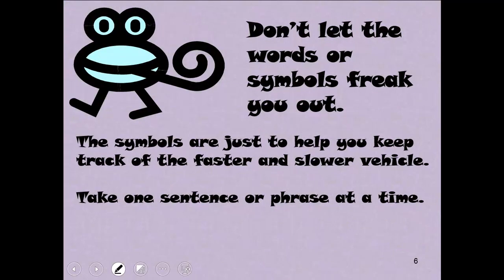Just don't let the words or symbols freak you out. Look back to those slides as we go through this, the slide that tells you either add or subtract. And just take a phrase at a time. Remember those symbols, while it looks complicated, DF and RF and TF, that's just a way to identify the two different vehicles. One's going to be moving faster than the other.